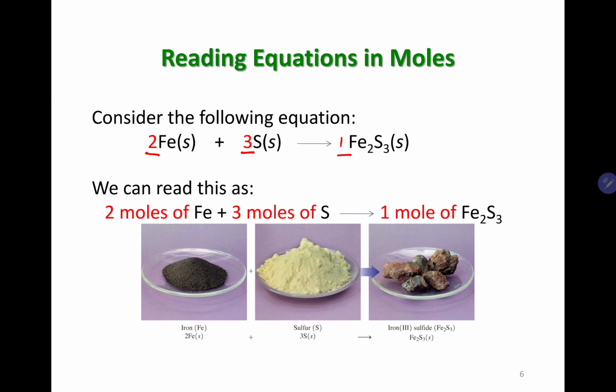These stoichiometric ratios basically mean the molar ratio between each of the reactants and products. According to the stoichiometric ratio, the molar ratio between iron and sulfur is 2 to 3, and the molar ratio between sulfur and iron 3 sulfide is 3 to 1. These stoichiometric ratios are directly proportional to the molar ratio of each of the reactants and products. This fact is very important in doing calculations.